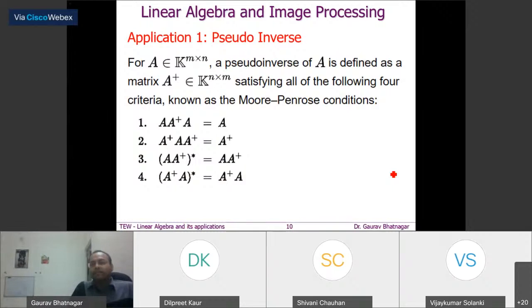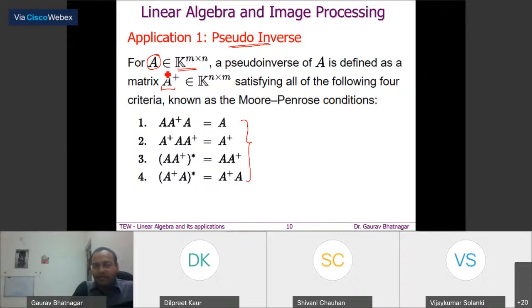Okay, so in this slide, I am giving the very first application of the singular value decomposition, and that is called the pseudo inverse. Pseudo inverse is a mathematical way by which you can find the inverse of a rectangular matrix. Any matrix A plus is said to be the pseudo inverse of the matrix A if these four conditions are satisfied. If you can find a matrix A plus which satisfies these four conditions, then that A plus is called the pseudo inverse. These four conditions are called the Moore-Penrose conditions for the pseudo inverse.